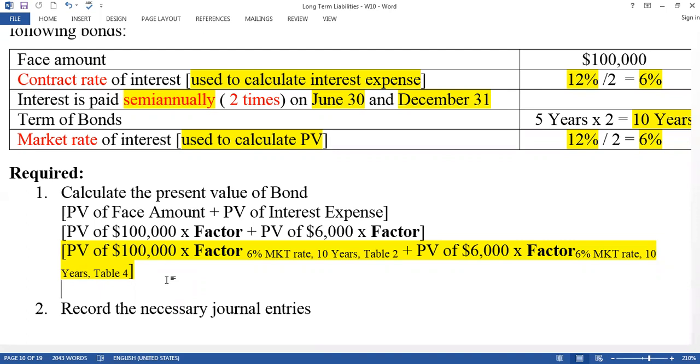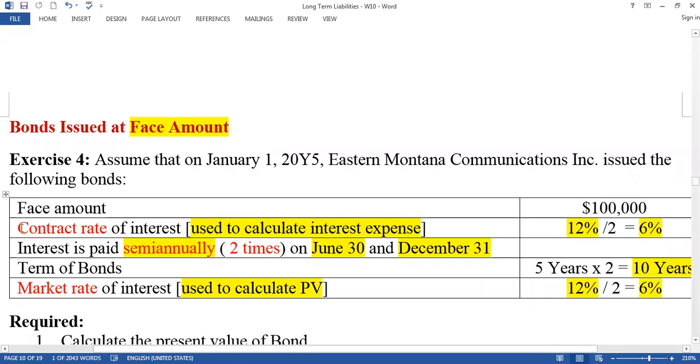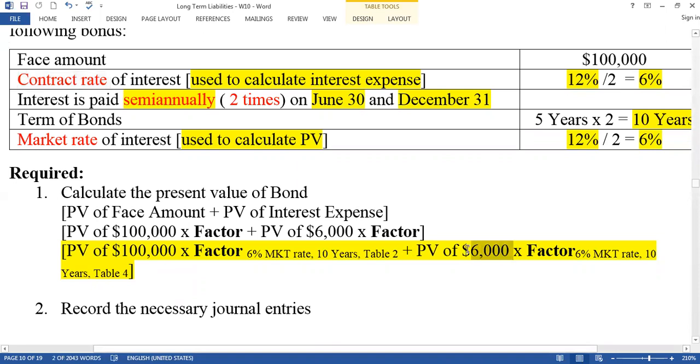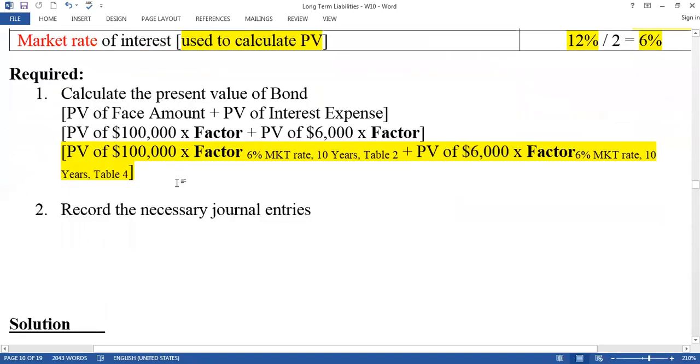And present value of $6,000. Look at here. We calculate this $6,000 based on the contractual rate, right? Based on the contractual rate, we calculate this $6,000. And this is the factor.